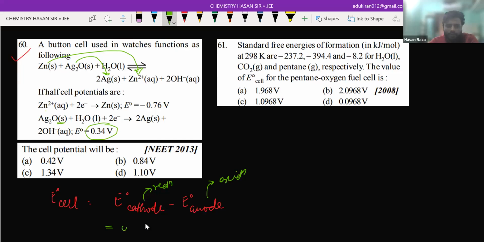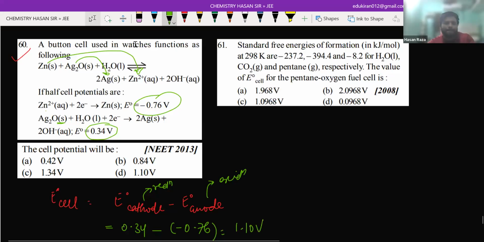So you are going to write it here 0.34 minus. At anode, what is the value? You can see the value is minus 0.76 and it is at anode. So you just need to write 0.76 and then add them, because minus minus is plus, and the value will be 1.10 volt. Is that clear, all of you?